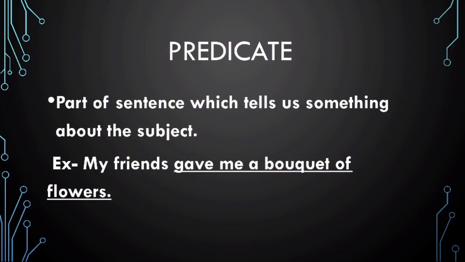In the same way, let's talk about predicate. It is the part of the sentence which tells us something about the subject. So predicate tells us something about the subject. Like my friends gave me a bouquet of flowers. So my friends will be the subject because they had given, right? Gave me a bouquet of flowers is the predicate, the rest of the sentence, because it is telling us about the subject, that is my friends. What did they do? Gave me a bouquet of flowers. So gave me a bouquet of flowers will be the predicate.